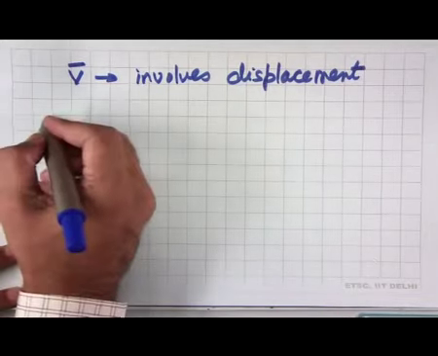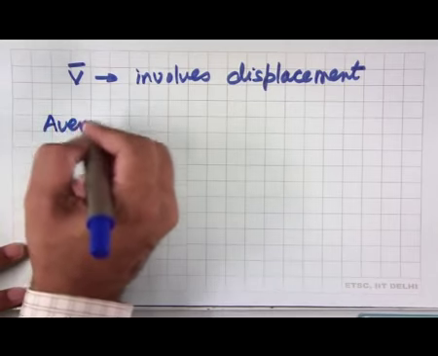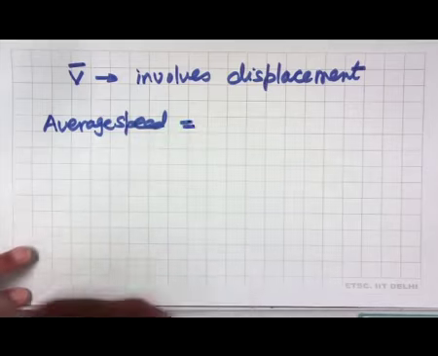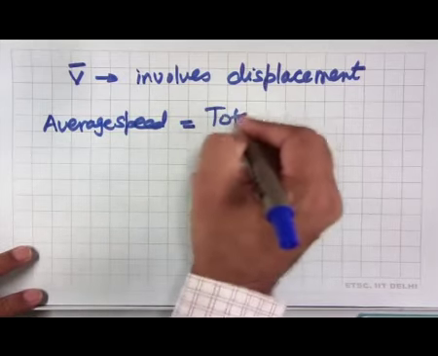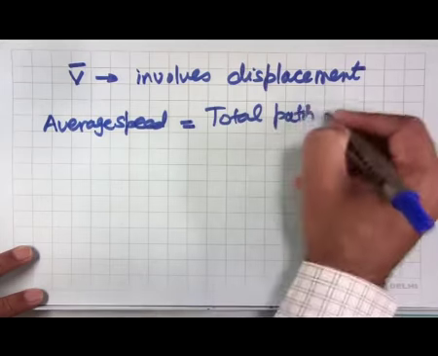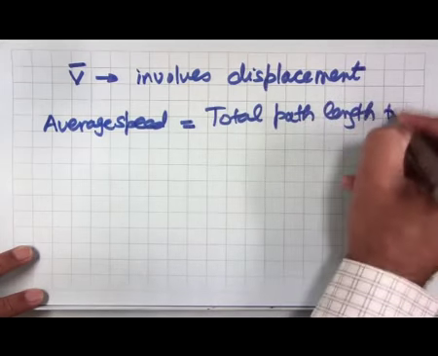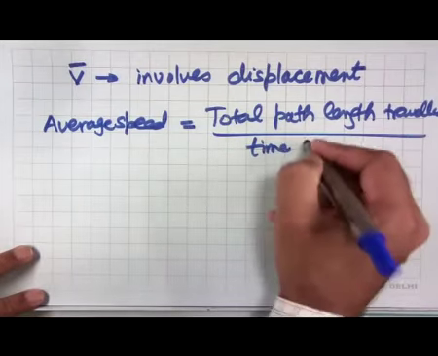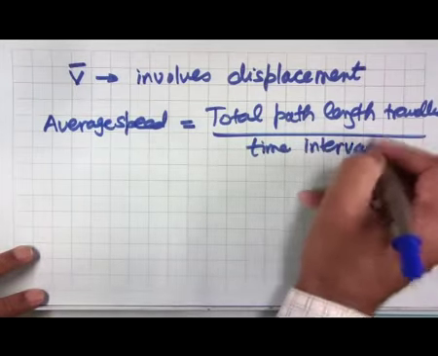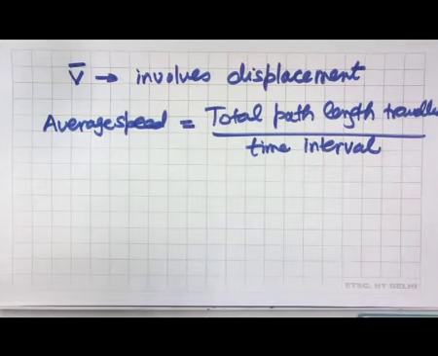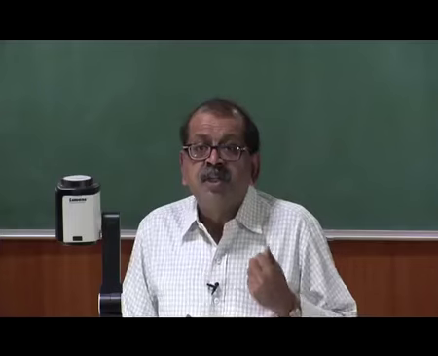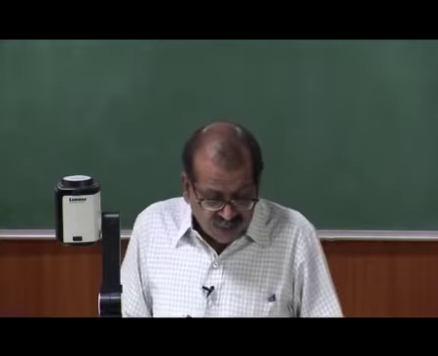Whereas when we talk of the concept of average speed, then what we do is we look at the total path length travelled divided by the time interval. So when we calculate the average speed, we count the total length of the path moved, not displacement, and that is what gives us the average speed.